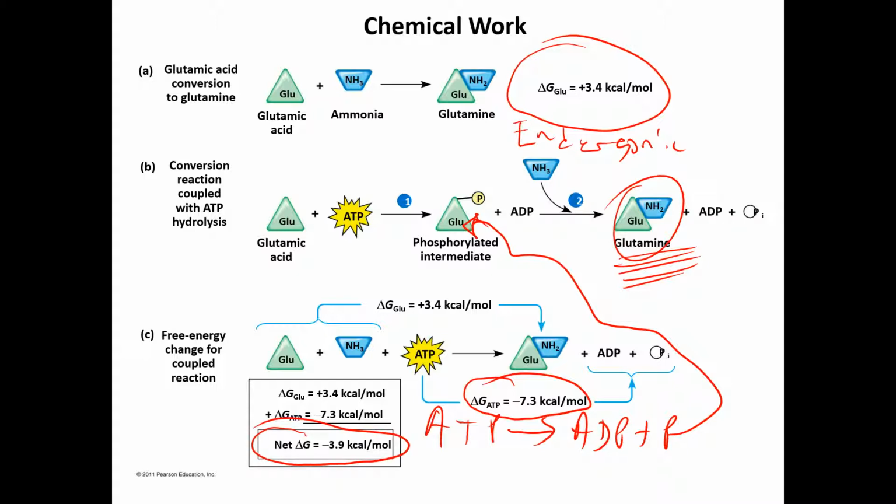So now this reaction has a negative delta G value. So this is an exergonic process. So you take an endergonic process and make it exergonic. You make it so that this reaction can actually take place.